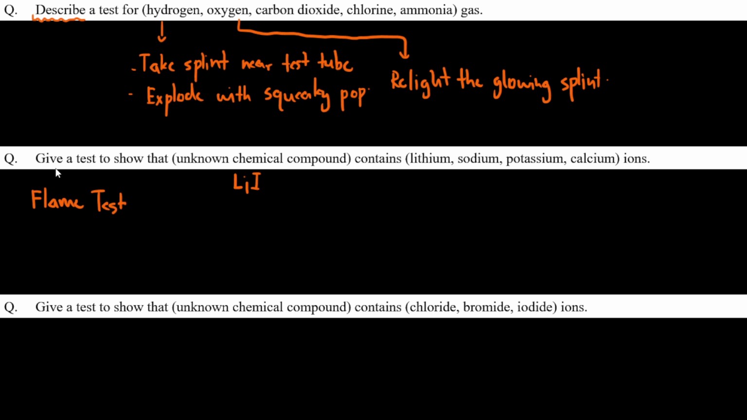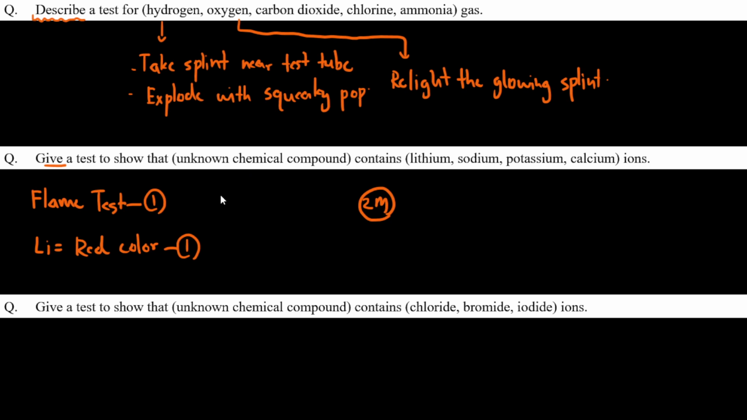So this is give a test, and it's not enough. You need to let them know what color you're expected to see. When you do a flame test, if it was lithium, it's going to show a red color. So you get 1 mark for this, 1 mark for this, and a total of 2 marks for your entire question. These questions will normally carry around 2 marks or 3 marks.